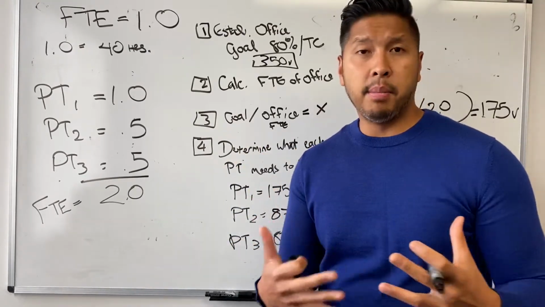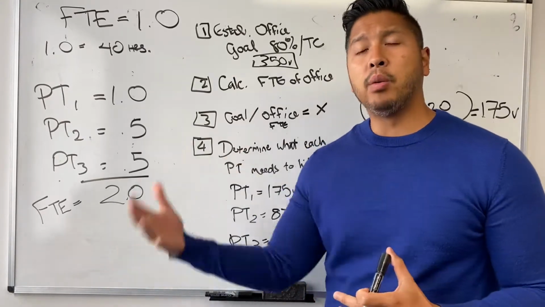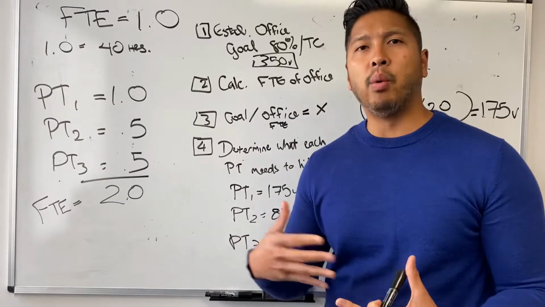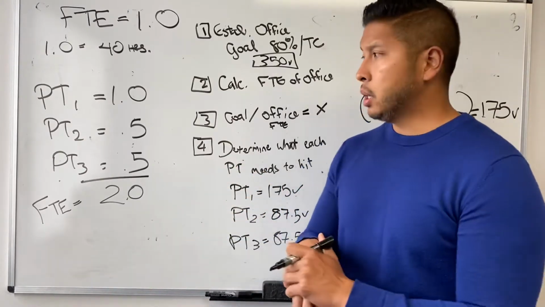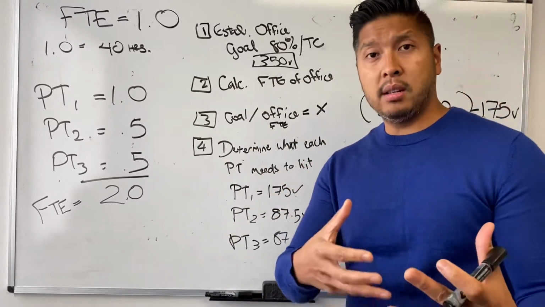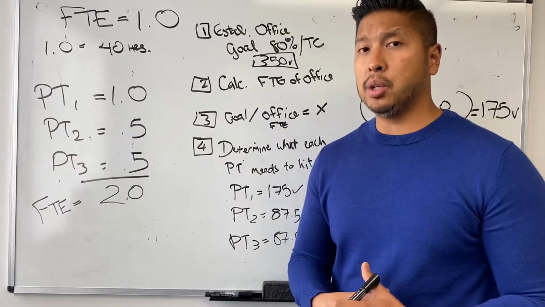Everyone has a different bonus structure. Our structure is that anything past 80%, every full-time member gets a percentage of profits. So in this case, the next thing is to determine what that FTE or that physical therapist has to produce.